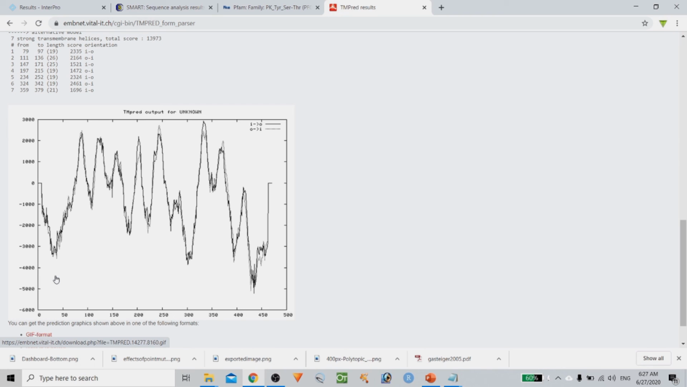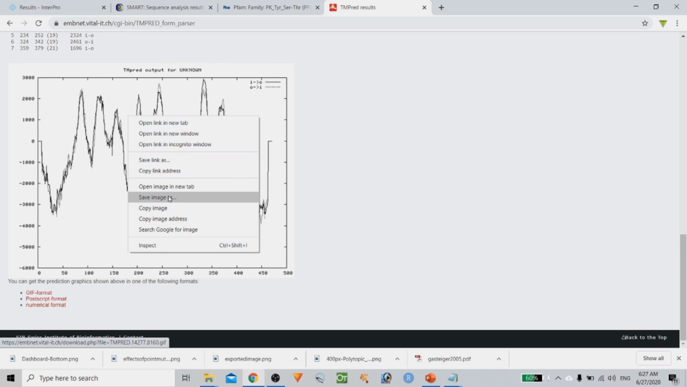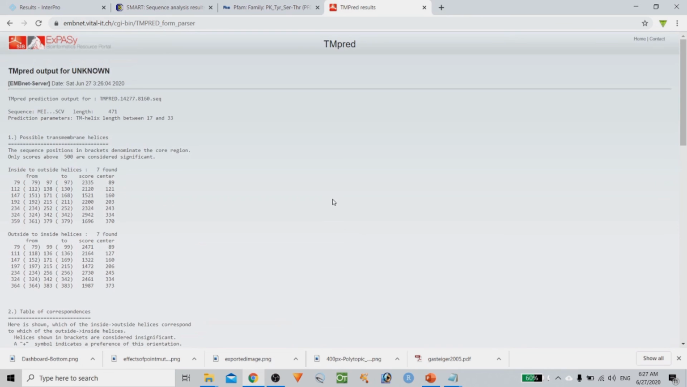It shows almost 1, 2, 3, 4, 5, 6, 7. You can see here there are seven possible membrane spanning regions in the protein. From this analysis we can predict that it has seven transmembrane helices. You can save this information. If you want, right click and save the image. Like this, we can easily predict the transmembrane region by using TMpred.